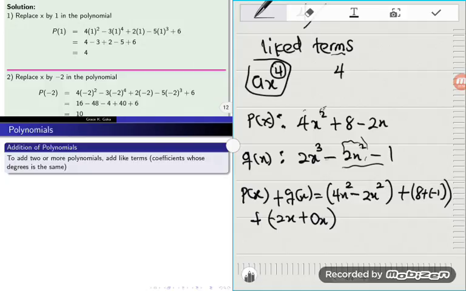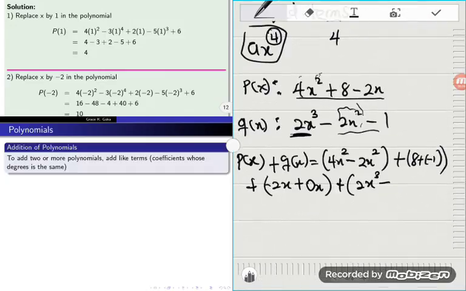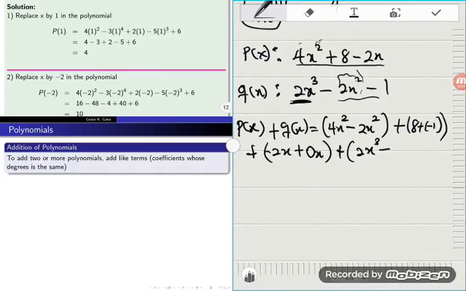Now, there is another term in the second polynomial that has not been dealt with, which is the 2x cubed. And so that too, we add it to the term in the first polynomial whose degree is the same degree as 2x cubed. Now, since there is no x cubed term in the first polynomial, it means we're adding it to 0x cubed.